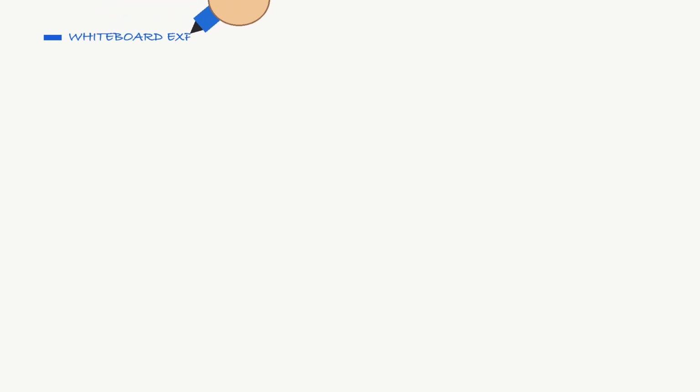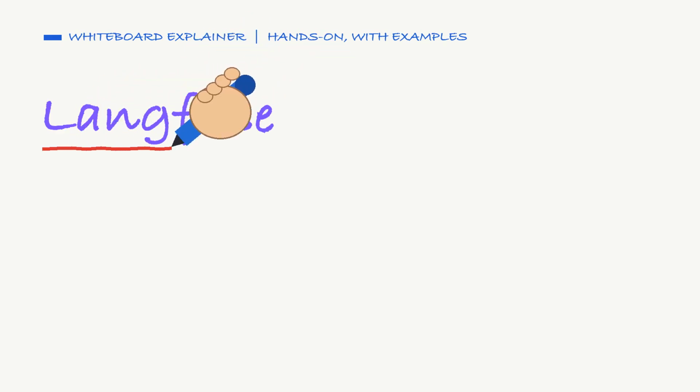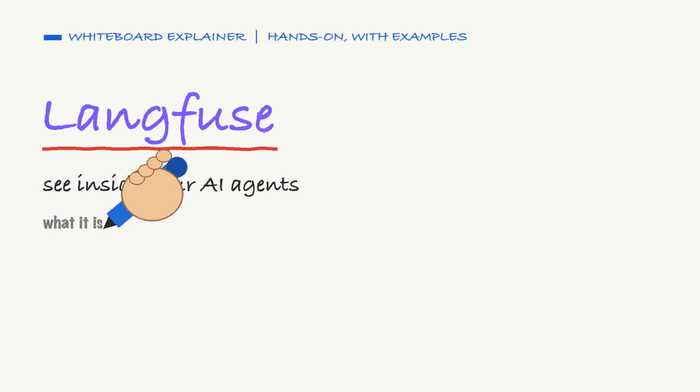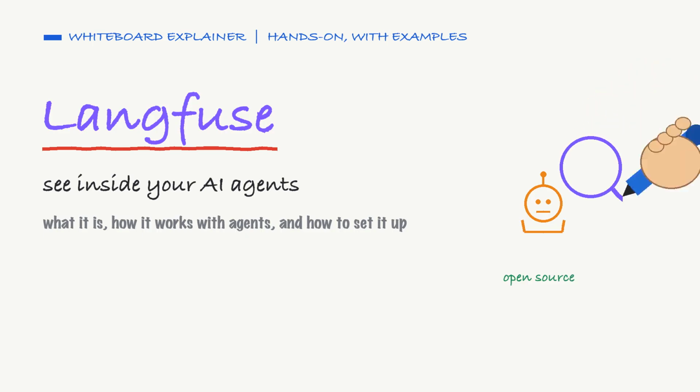Your AI agent just gave a user the wrong answer. Somewhere in its 12 steps, something broke. But which step? Today on the whiteboard, Langfuse, the open source tool that lets you see inside your agents. What it is, how it works with agents, and how to set it up, with real code and a real example. Let's draw it out.